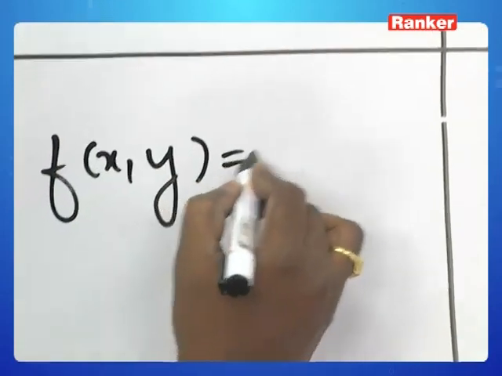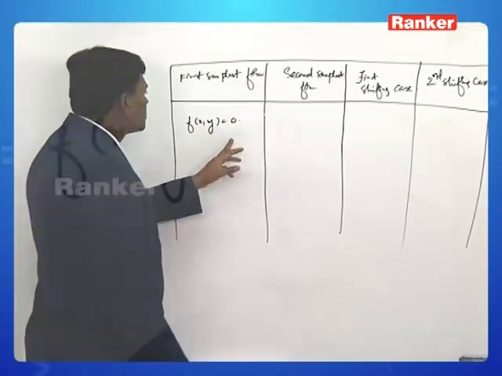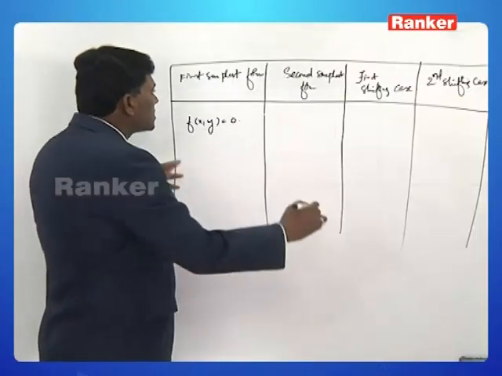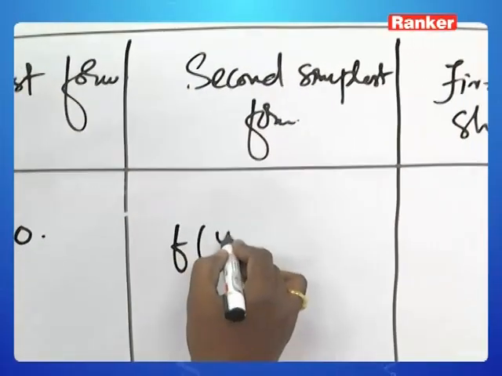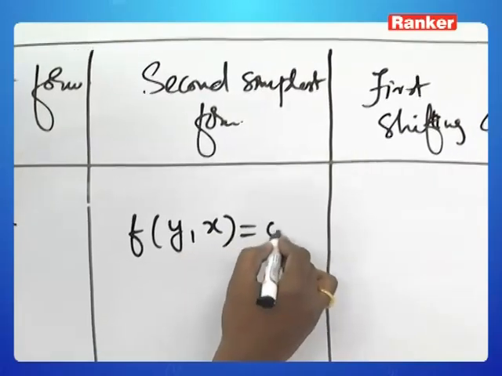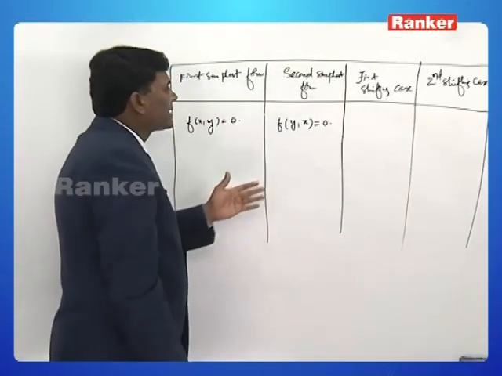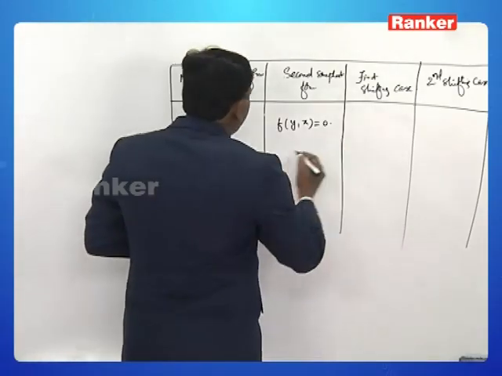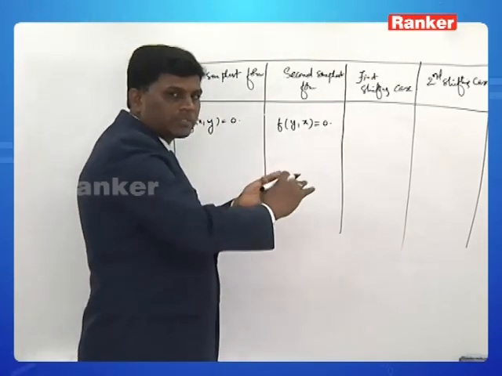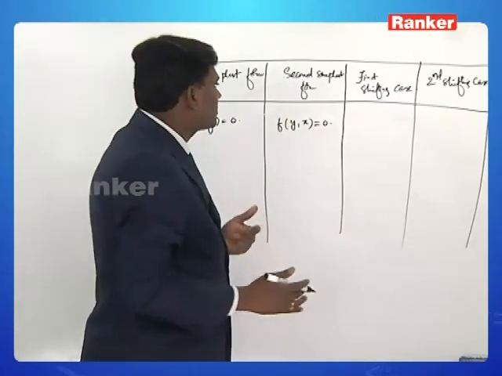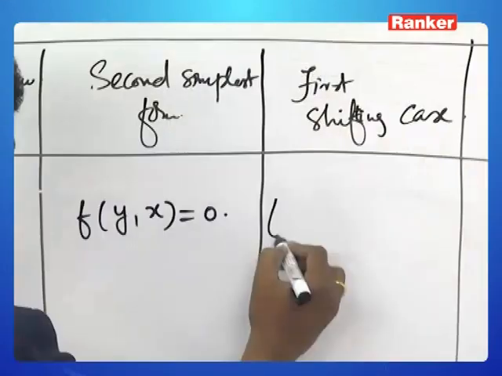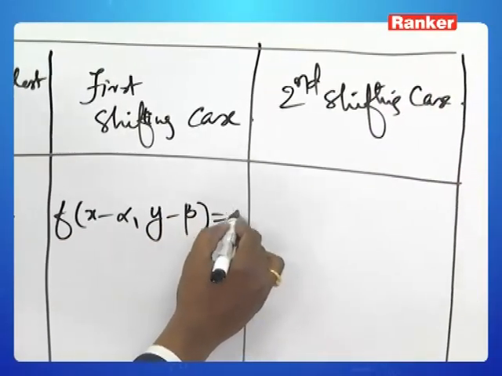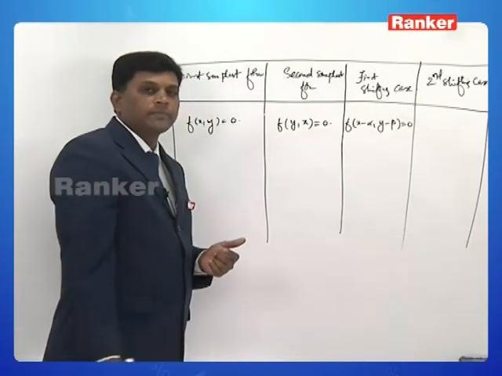Any equation f of x, y equal to 0, if you are taking it for the first simplest form, will be written as f of y, x equals 0 for the second simplest form. Coming to the first shifting case, if the vertex is shifted to the new point alpha, beta, we replace x and y with x minus alpha, y minus beta respectively.